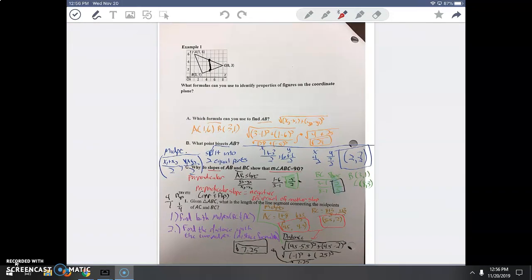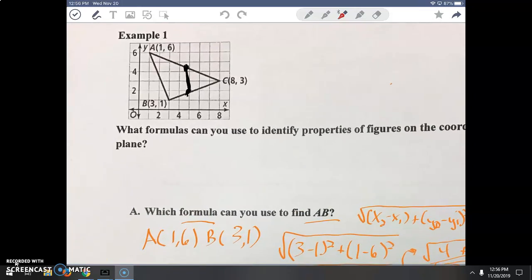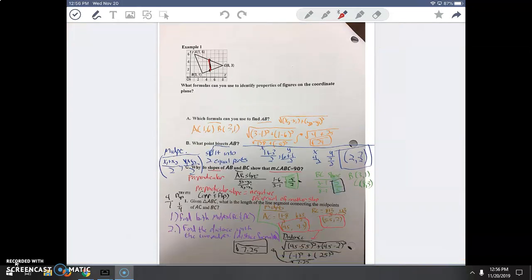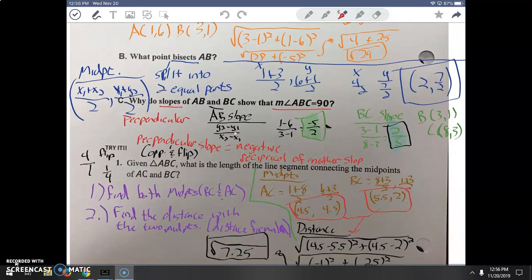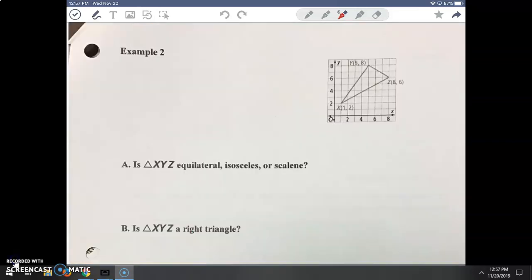So back to what I was showing you before, whatever the mid-segment is, it's going to be the square root of 7.25. So that would be your answer for that particular question. It says, what's the length of the segment connecting the midpoints of AC and BC? That's what that is.